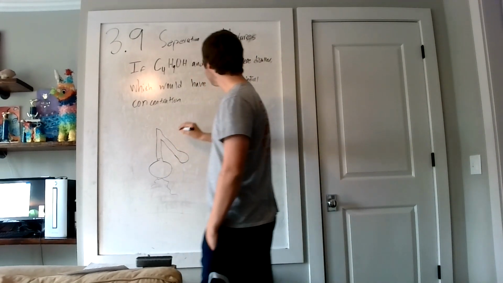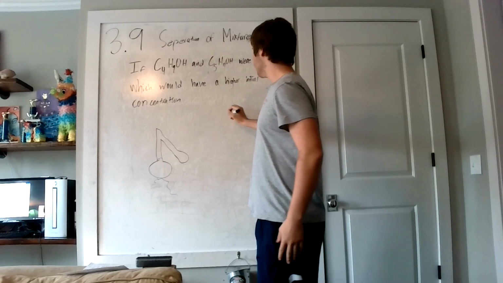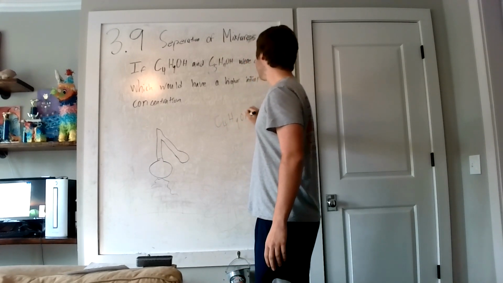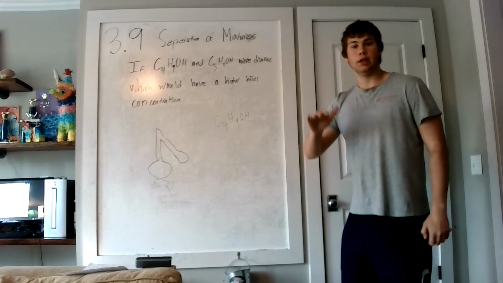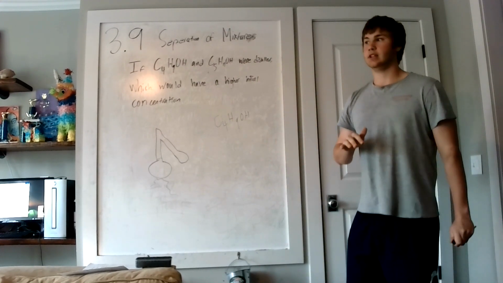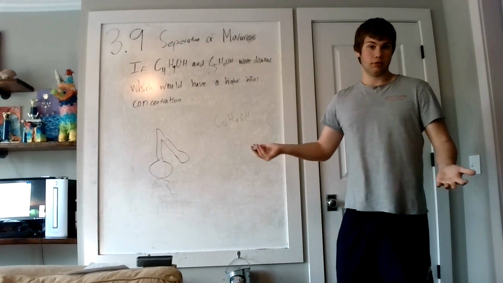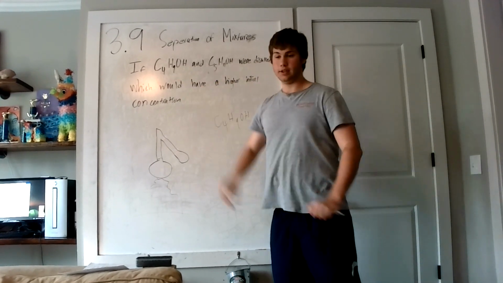So our initial higher concentration is going to be C4H9OH due to its lower boiling point, due to its lower IMFs, because C5H11OH has stronger LDFs than C4H9OH.